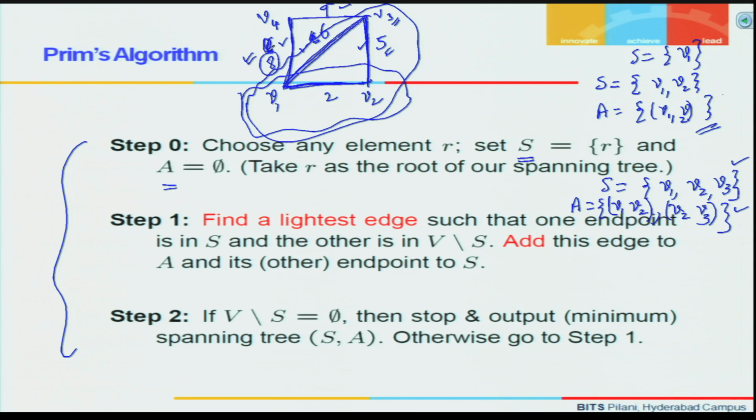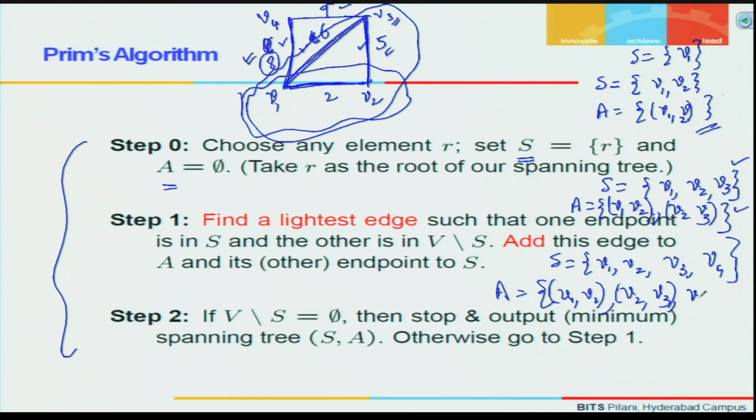Hence add V4 to S and add V1 V4 to the edge set A. Now S becomes V1 V2 V3 V4 and A becomes V1 V2, V2 V3, and V1 V4. This is the edge that we are going to add now, isn't it? Because among these 2 this has the lesser weight. At this point we will stop, simply because we have covered all the vertices V1 V2 V3 V4. We don't have to go any further.